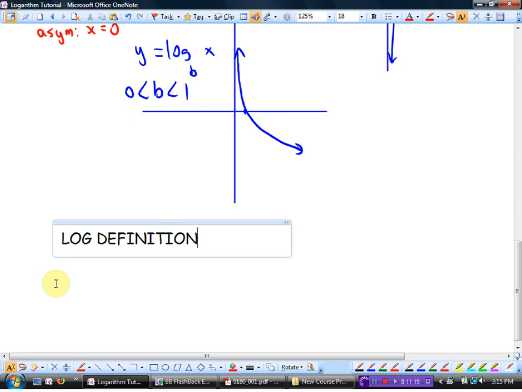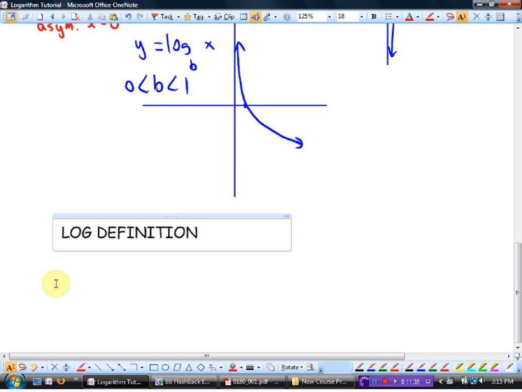This is the key to the whole unit. This is also a question I guarantee will be on probably every single one of their mock exams, and it's one of the few questions that I can guarantee you'll see on the provincial, the log definition. So I'm putting this in caps because it's hugely important.